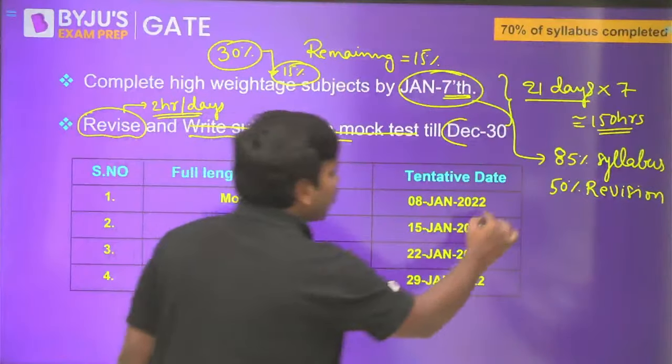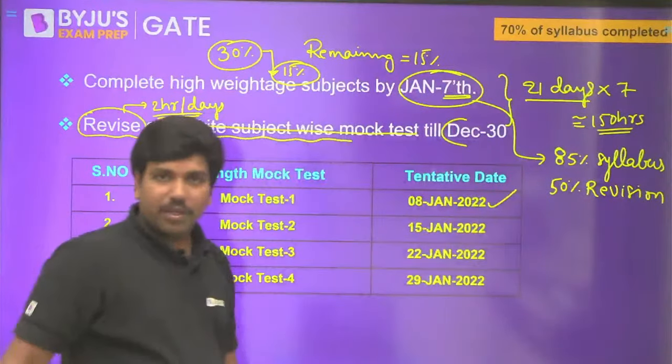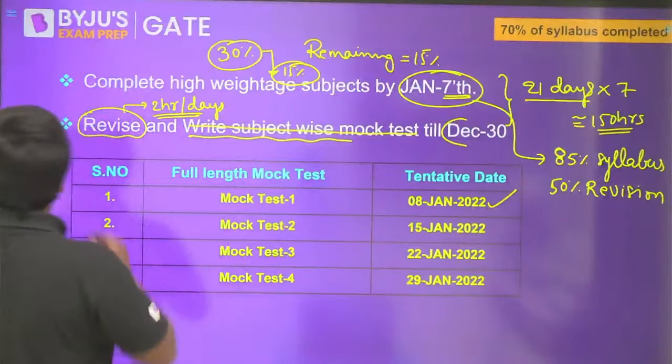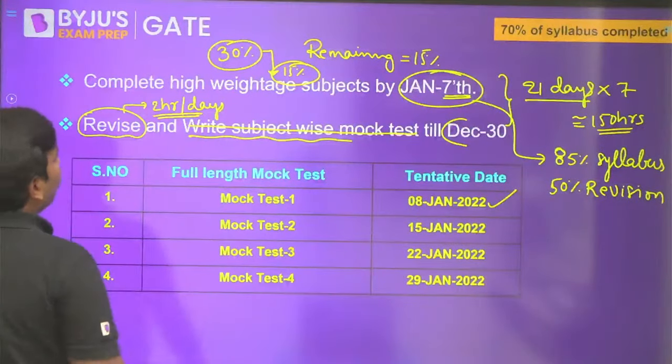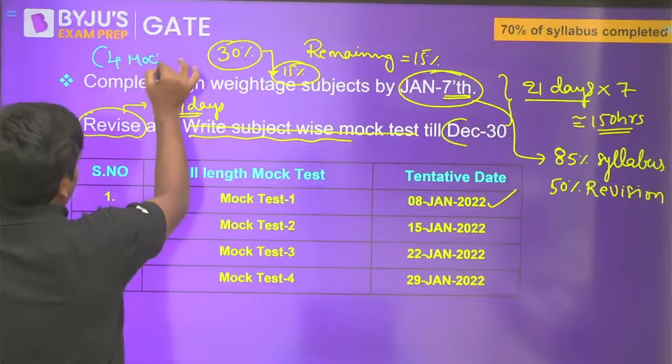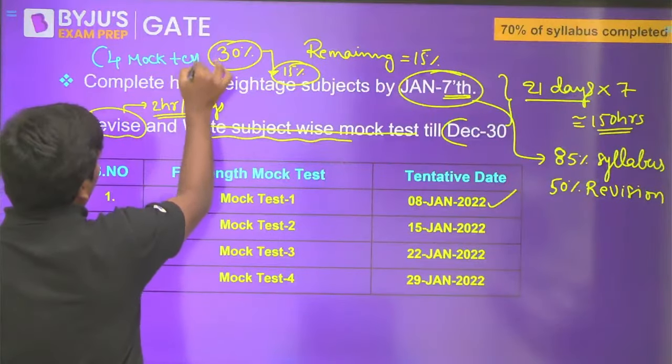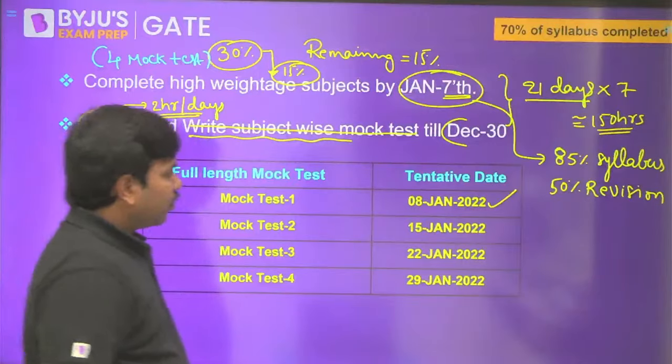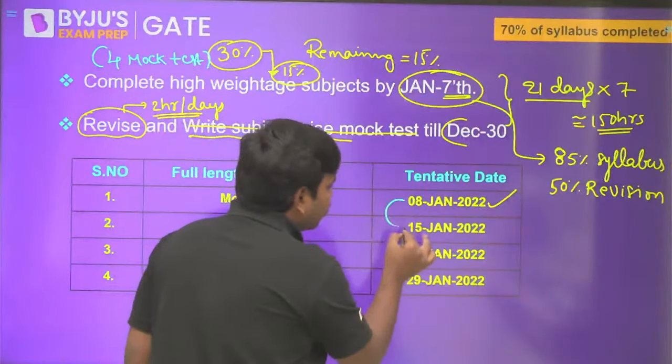First mock test you try to give on 8th January. Clear? 8th January is going to be your first mock test. In your case, obviously you cannot go for 5 mock tests. I can suggest you 4 mock tests. It is up to you. If you want to write, you can write. Nobody can deny this, right? So again, 8 to 15, clear?